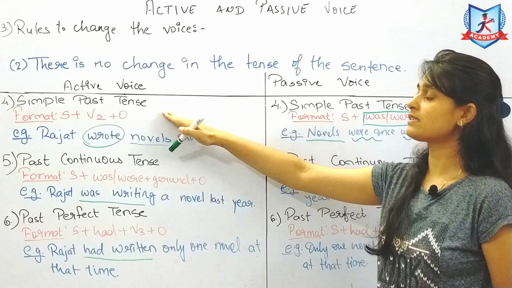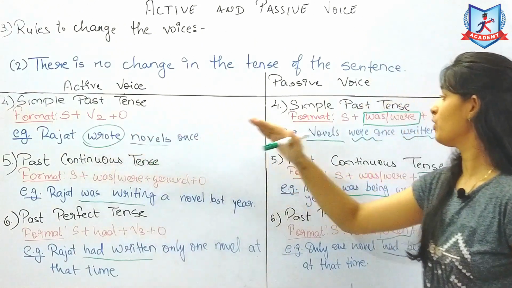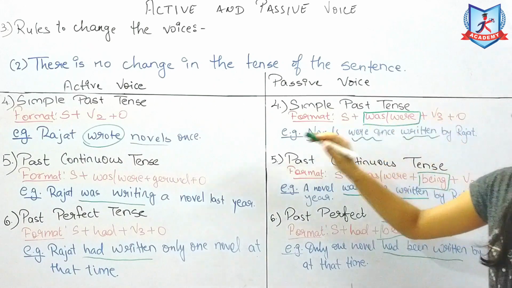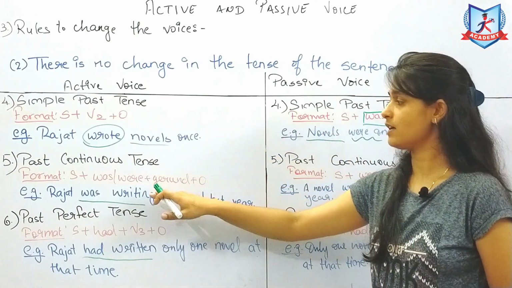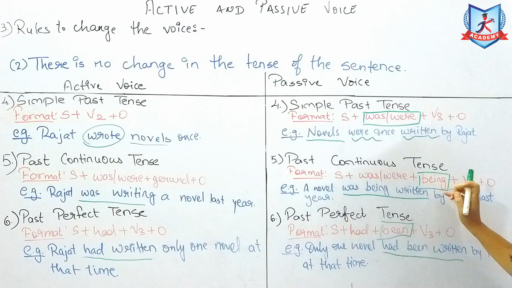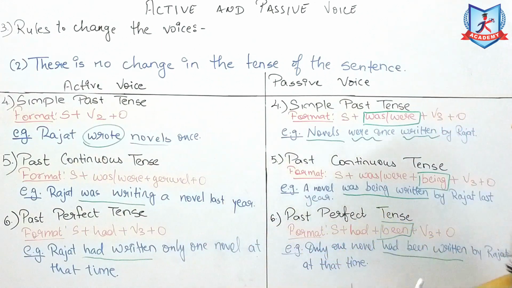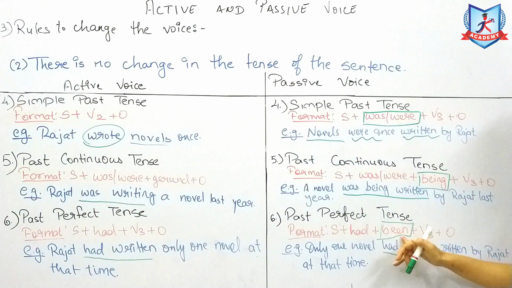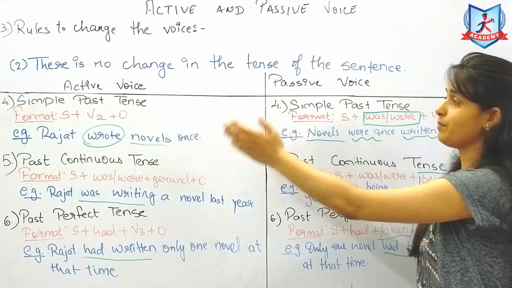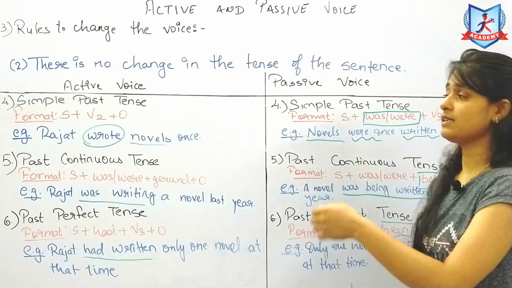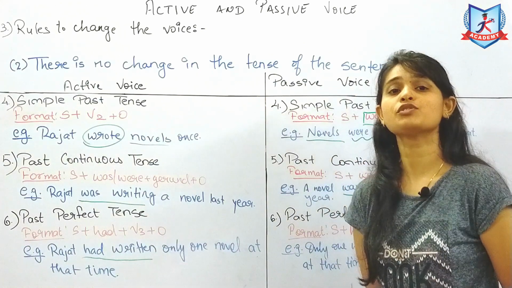अगर simple past tense है तो I would add the word was or were plus V3. अगर past continuous tense है तो gerund की जगह क्या ऐड करना है? Being. और अगर past perfect tense है तो I would add been after had. That is how we convert from past tense from active to passive, right? Now after past tense we would discuss the future tense.